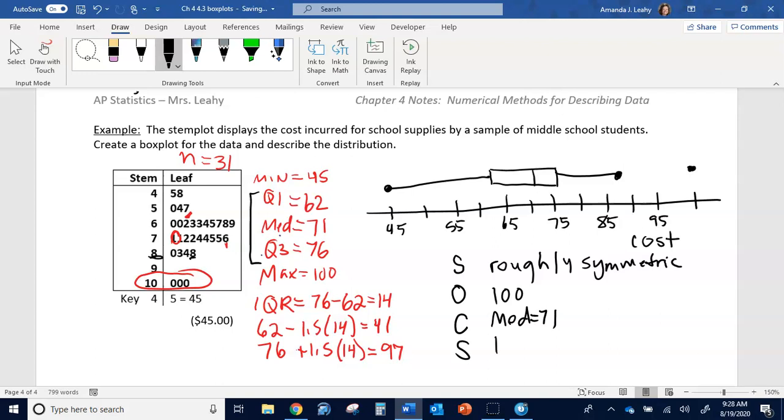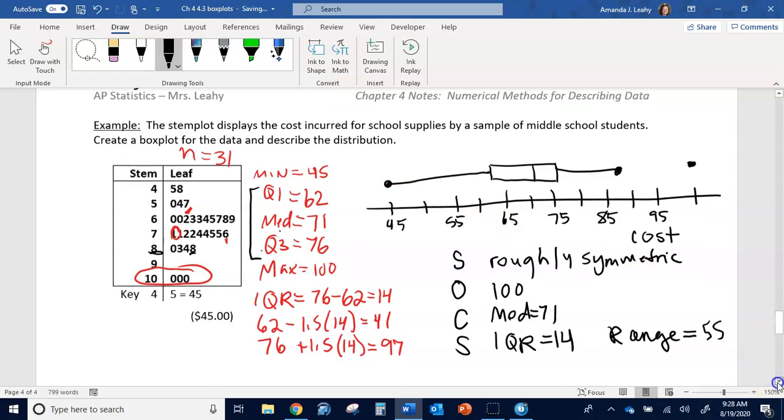And the spread would have an interquartile range of $14. Okay. You could also mention the range in this case, if you wanted to. The range would be the biggest number minus the smallest number, which would be 100 minus 45, or $55 on these.